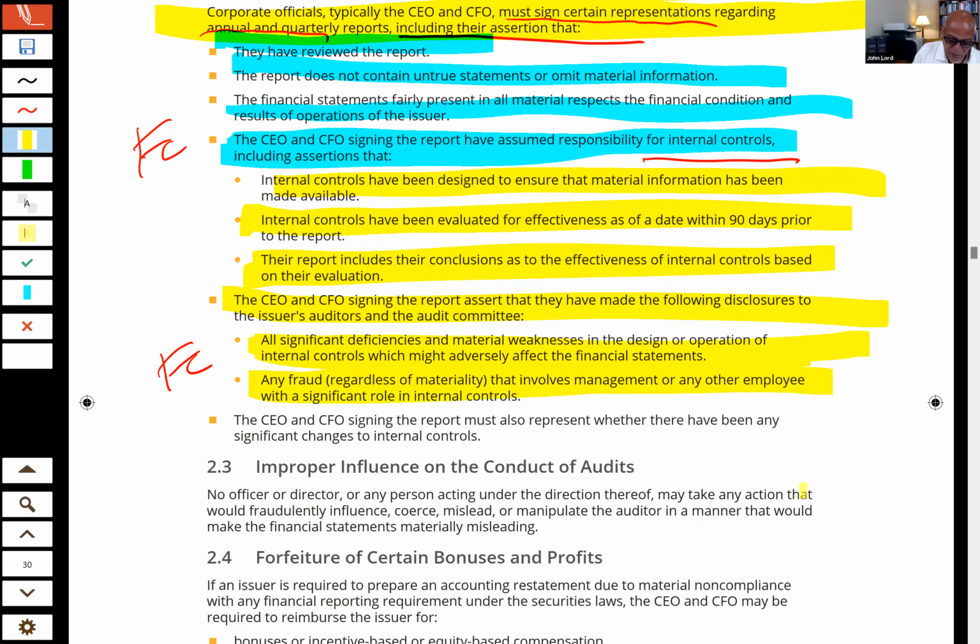And they must represent whether there have been any significant changes to the internal control. Now, in signing these things, they're putting themselves on the line, not only financially, which we'll get to in a second, with forfeiture of certain cash bonuses and profits, but they could be subject to criminal penalty, in other words, jail time, if they have fraudulently done some of the things that they're saying they haven't done in these reports.